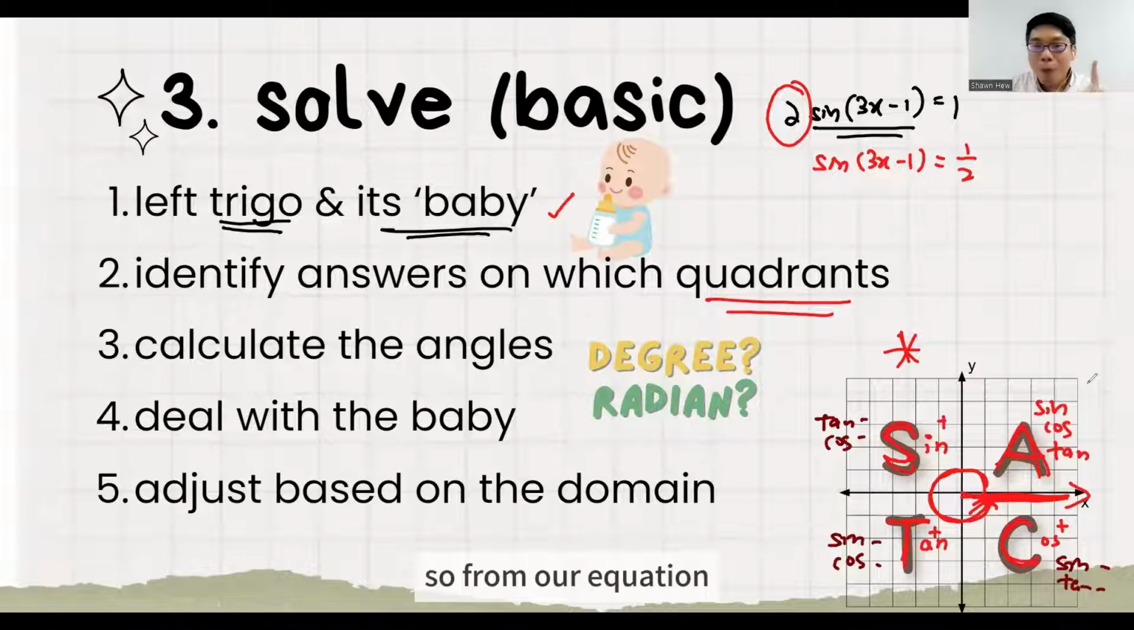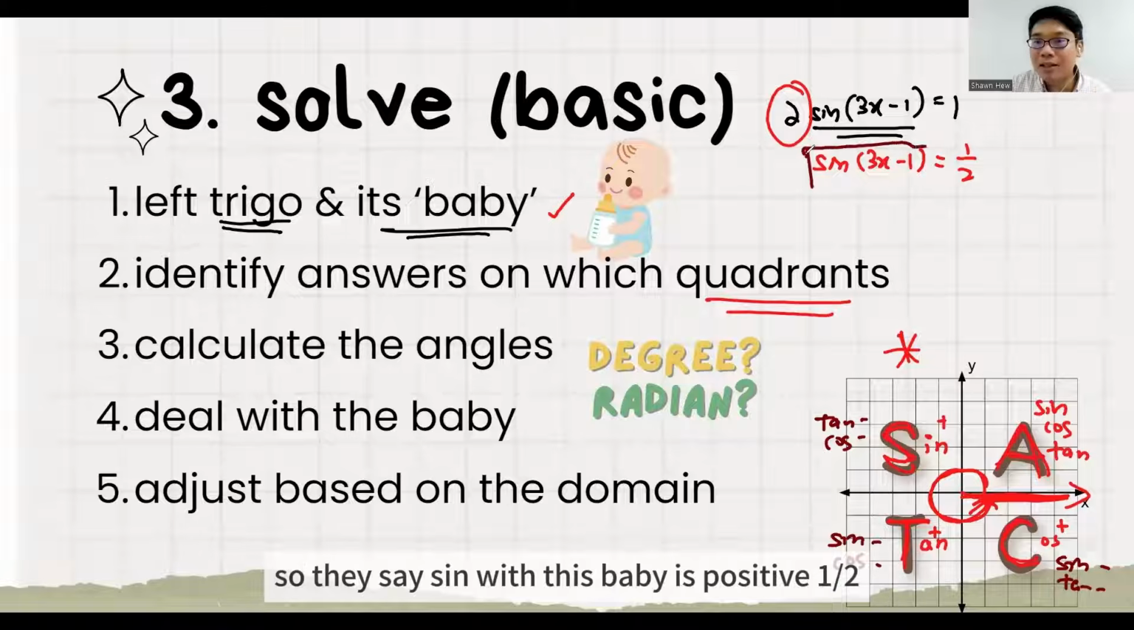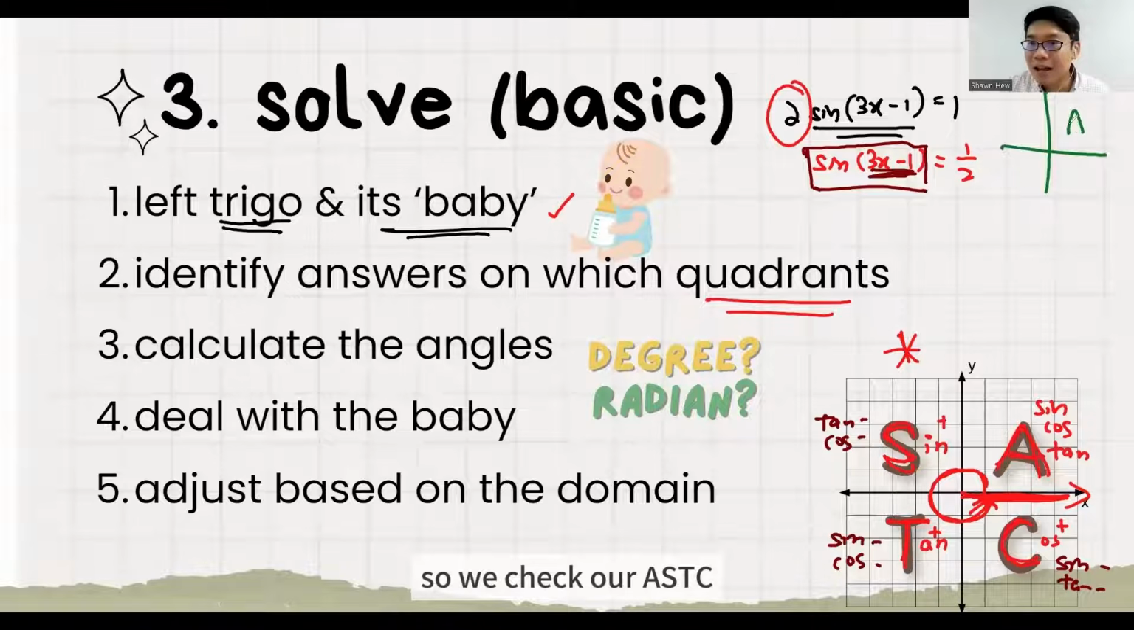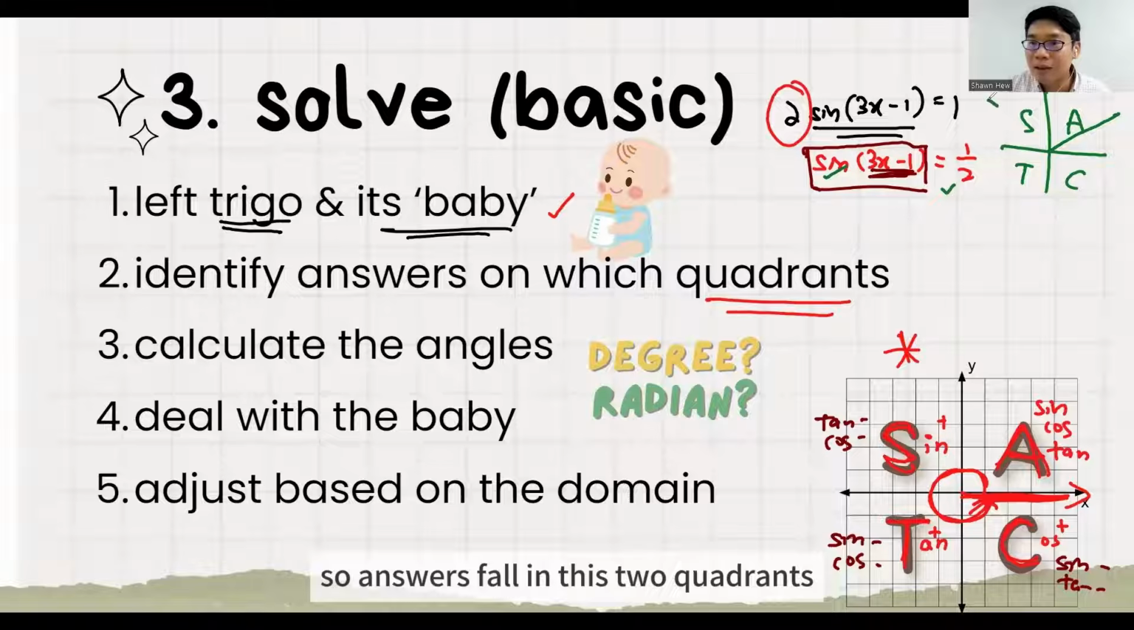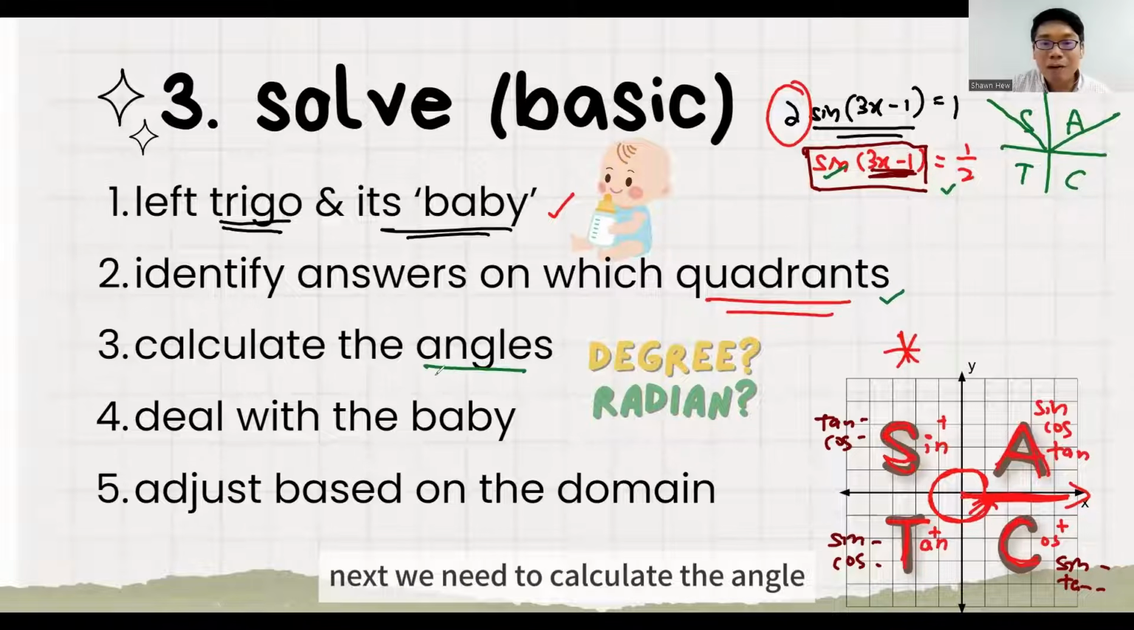So from our equation, we need to identify which quadrant has the answers. They say sine of the baby is positive 1/2. So we check our ASTC. Our sine is positive, so the answers fall in these two quadrants. So second step done. Next, we need to calculate the angle.